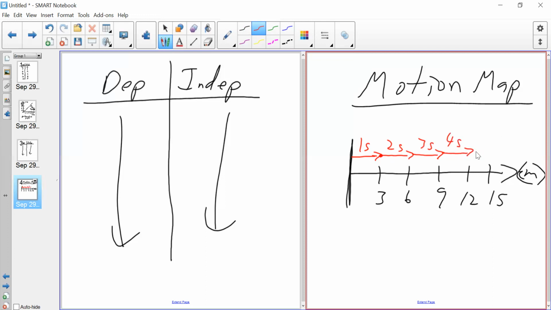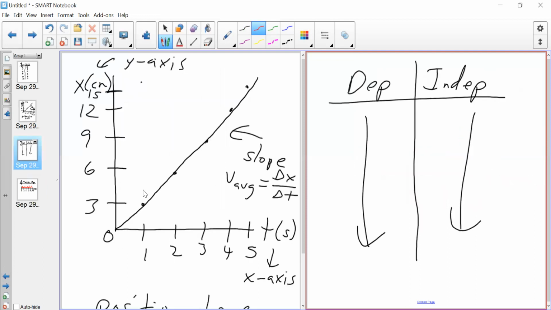At the 4th second, he's at 12. And after 5 seconds, he's at 15. So that's another way of showing the uniformity of that slope, which is really your velocity.